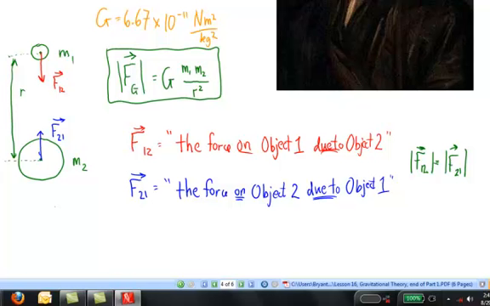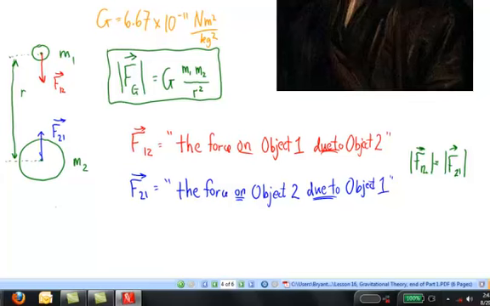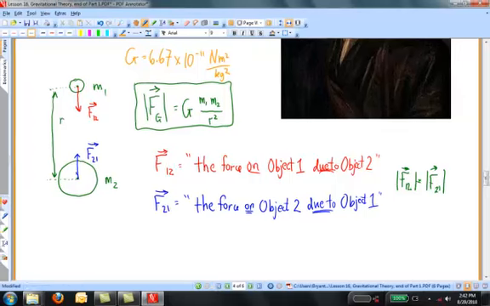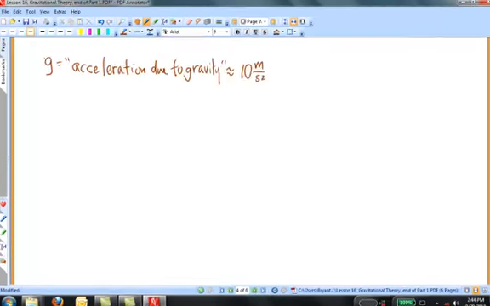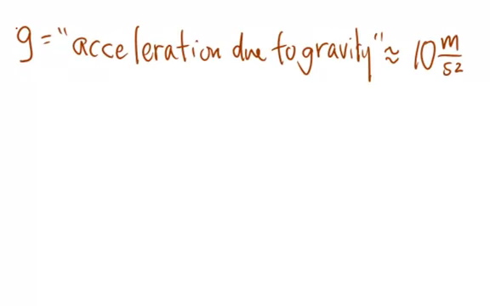In fact, there's a relationship between capital G and little g, the acceleration due to gravity. Let's see what that relationship is. So I'm going to scroll down a little bit. Let's remember that this little g stands for roughly 10 meters per second squared. And we say that I have a weight that I can calculate if I know what my mass is.